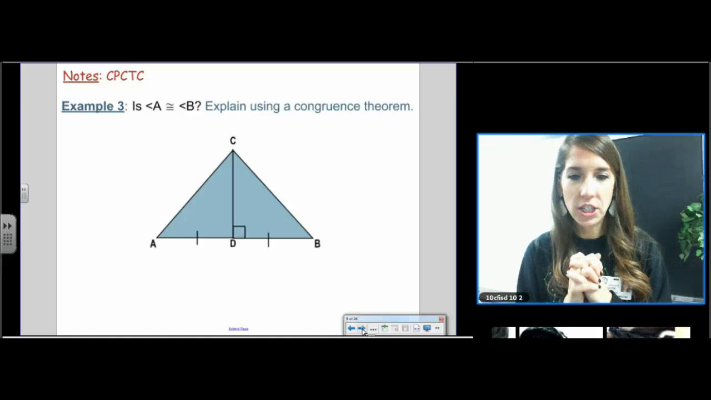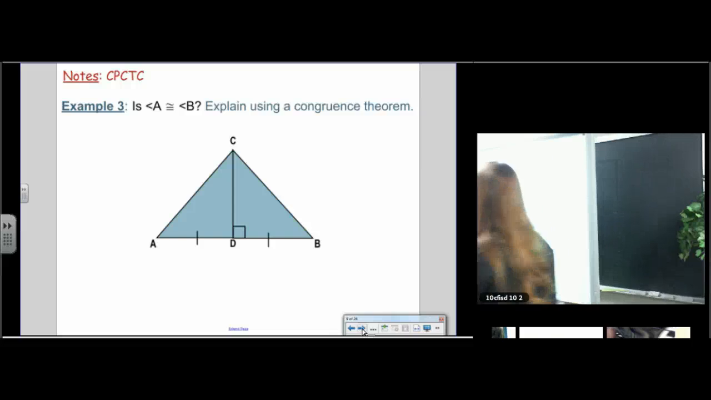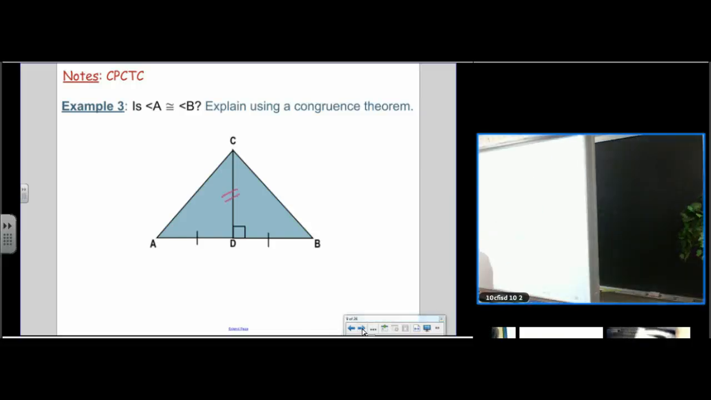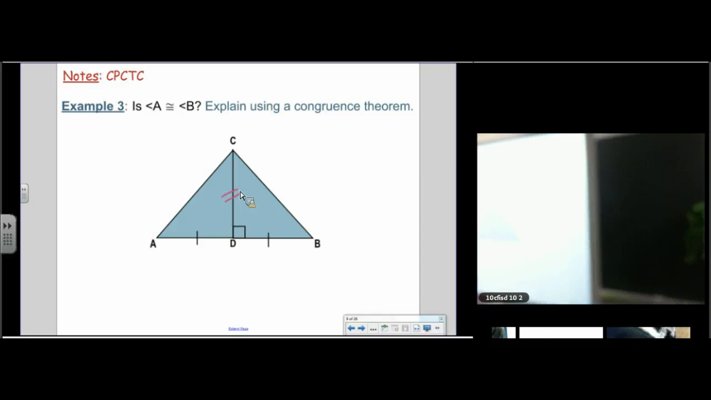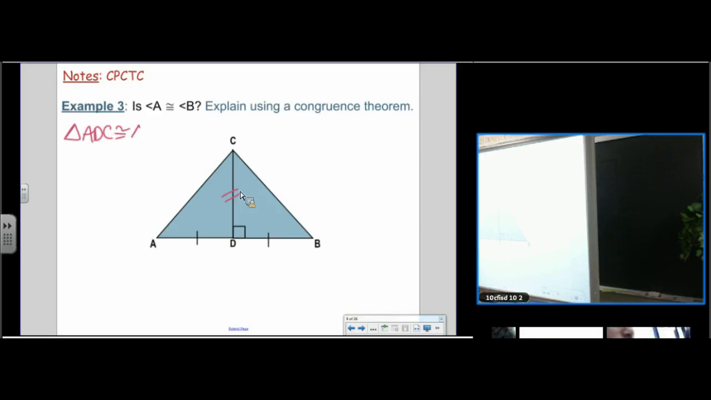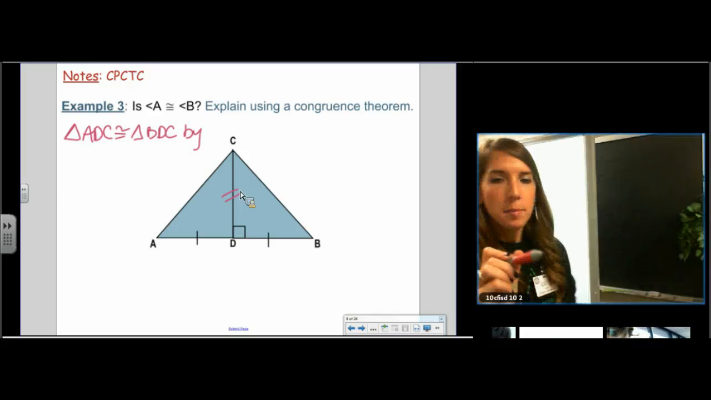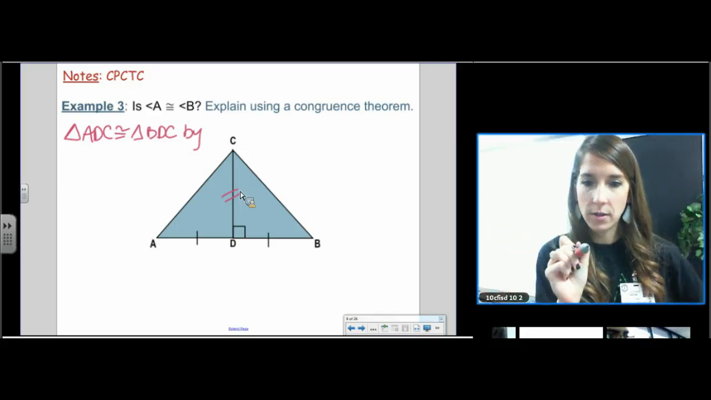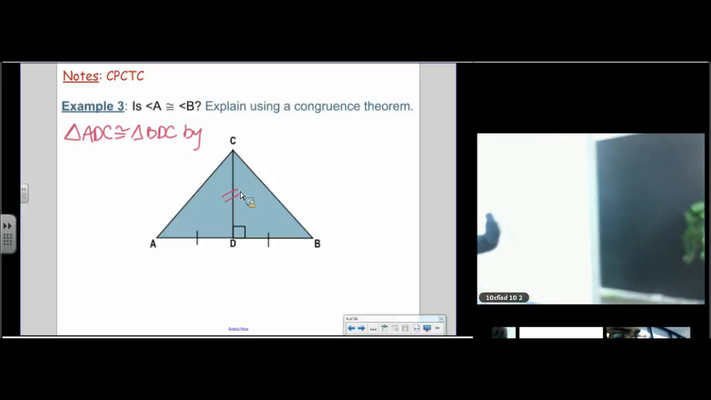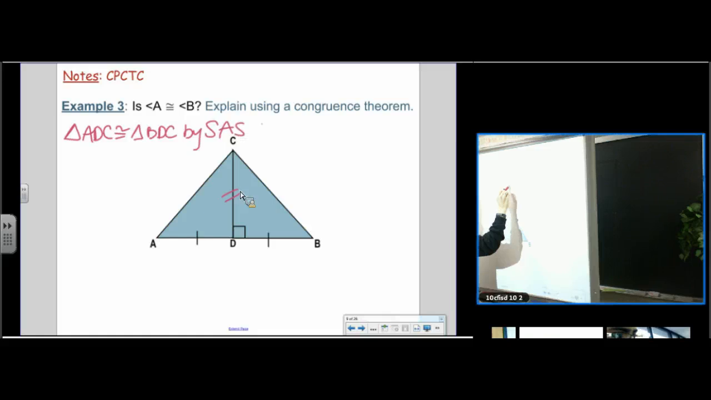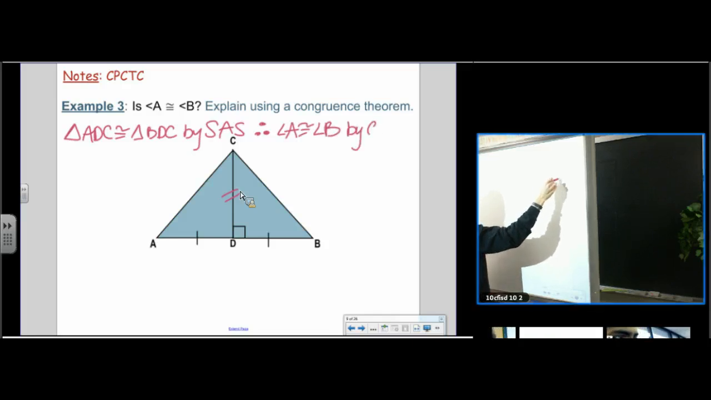Did you write one down? Do you have one to check? Hopefully. All right, so the first thing we would do is add tick marks to the shared side. It's called the reflexive property. So first we have to say they're congruent. Triangle ADC is congruent to triangle BDC by, what'd you get? Don't say hypotenuse leg, because just because it's a right triangle doesn't mean it's hypotenuse leg. Okay, by side, angle, side. Therefore, angle A is congruent to angle B by CPCTC.